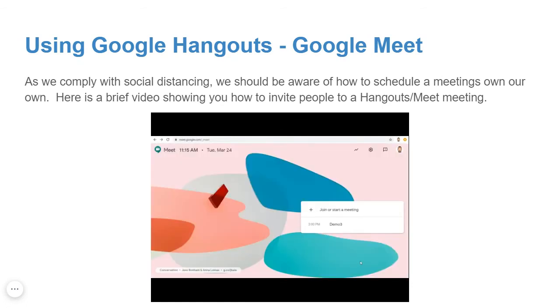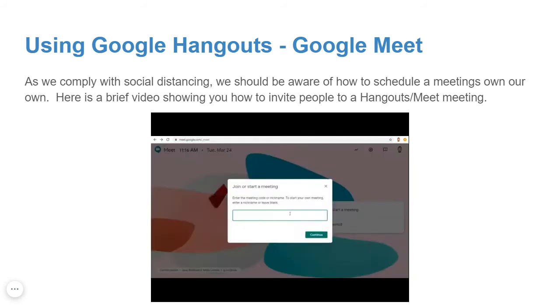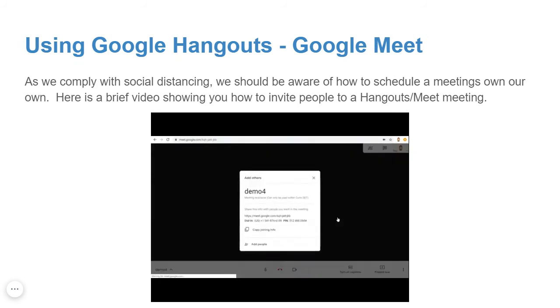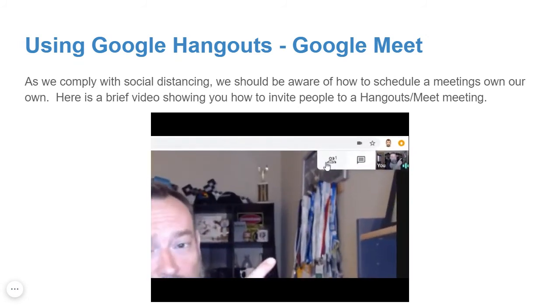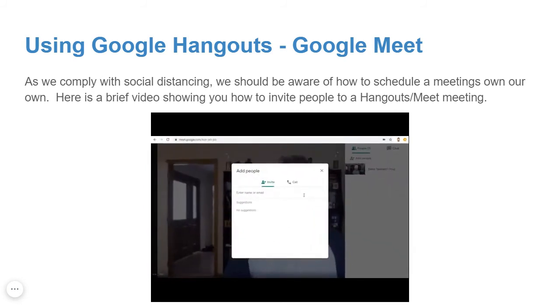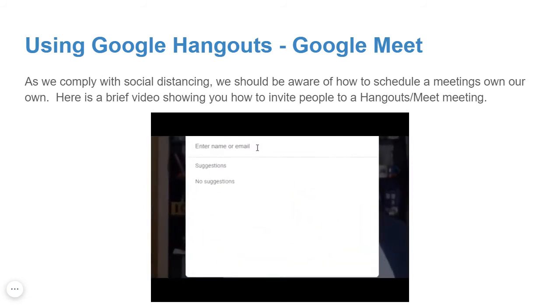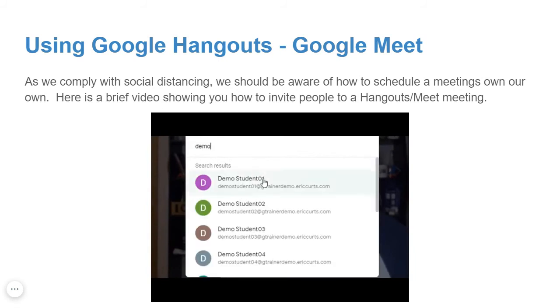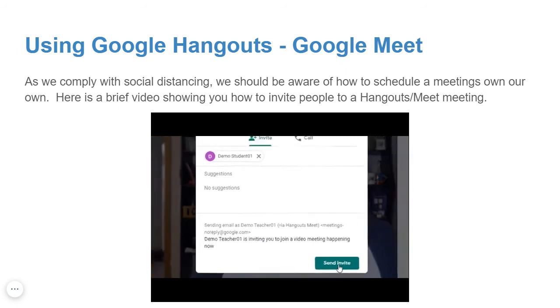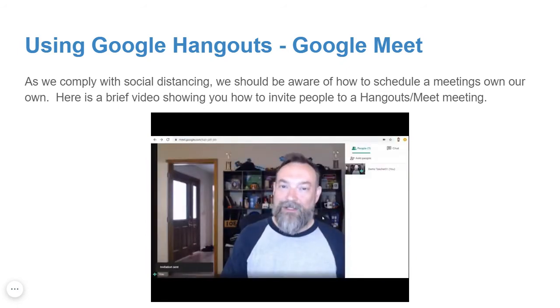Another option for inviting people to the video conference is from inside Google Meet itself. First, start the meeting as normal, either by clicking on an existing meeting or creating a new one. Now you can click on the People button up in the top right-hand corner and then click Add People. Here you can enter the name or email address of the folks that you want to invite to the meeting. Click on Send Invite to send them an email with the connection information.